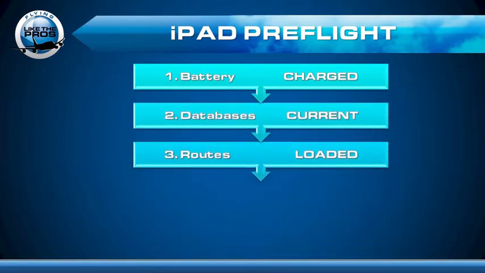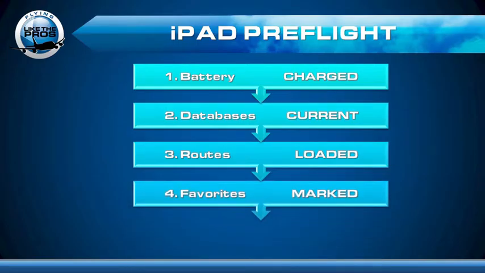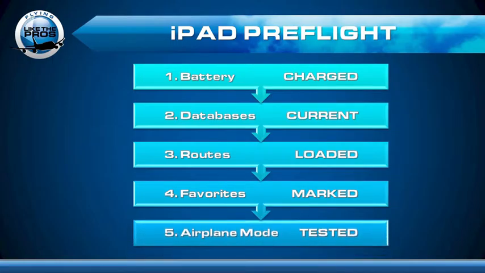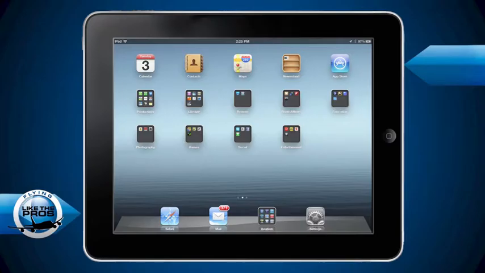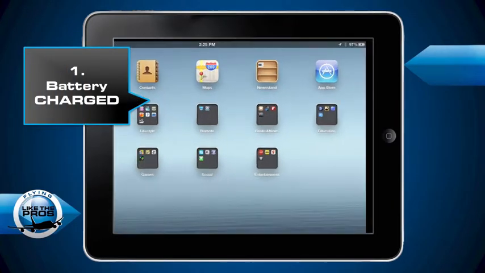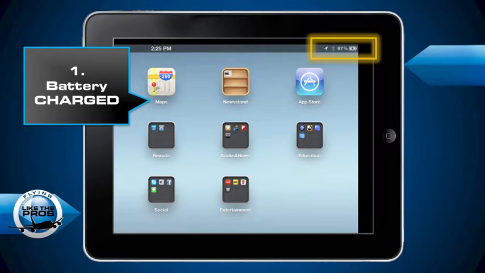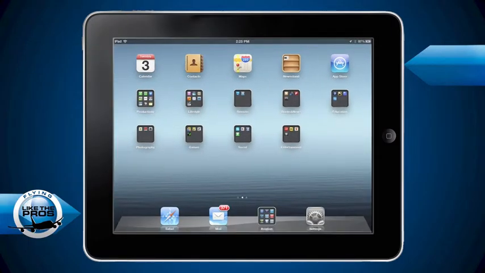The third is, did I load the route structure into the apps? The fourth, are my favorite charts and approach plates marked? And the fifth is, did I actually test the iPad in airplane mode? So let's take a look at this using the 3 apps that I normally fly with. You can see the first thing is, is the battery charged? In the upper right hand corner, 97%. Well, that works for me.